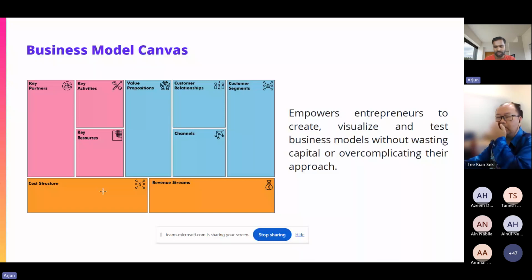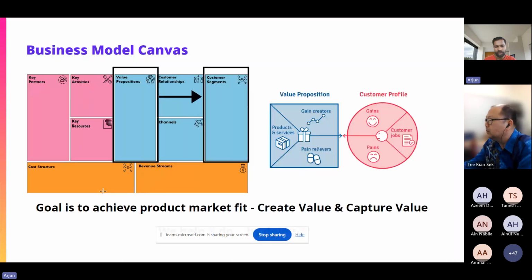So let's see what each of these buckets means, starting from the value proposition and customer segment. What is value proposition, what is customer segment? Let's explain it with a very simple example again. Let's take our old example of the Casio watch. So you are going to build a watch for kids. Who is your customer segment? Basically your customer segment is kids, right?